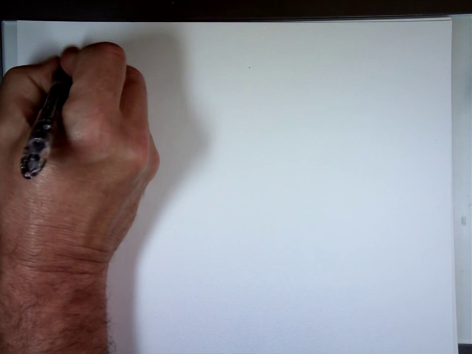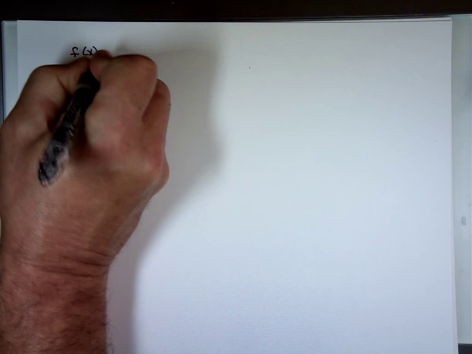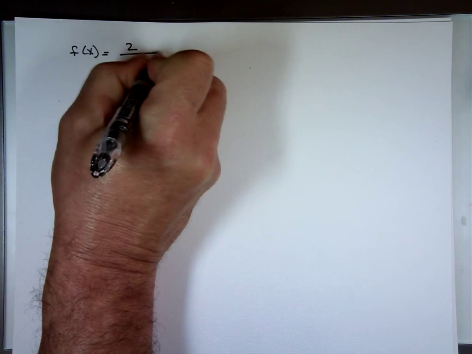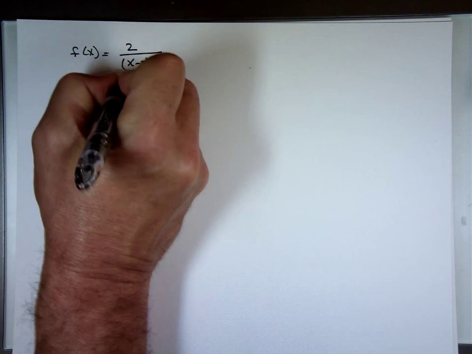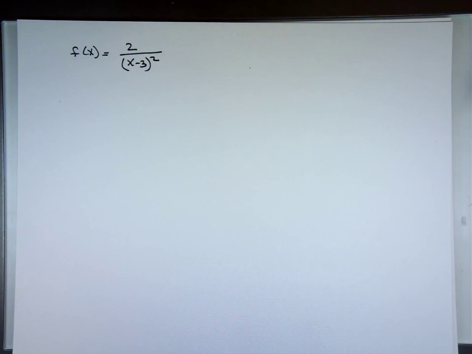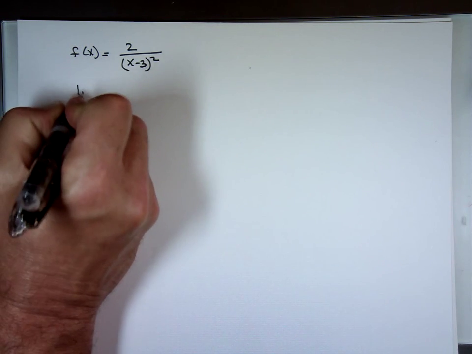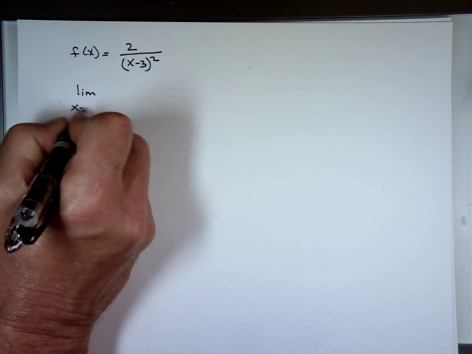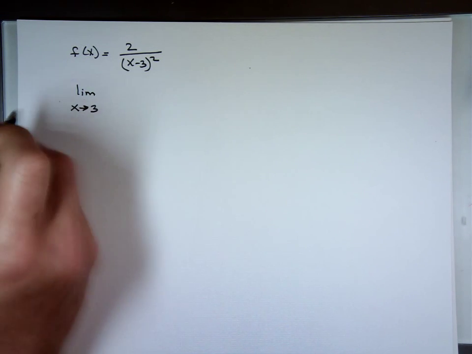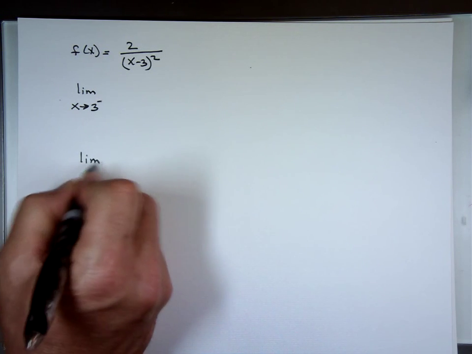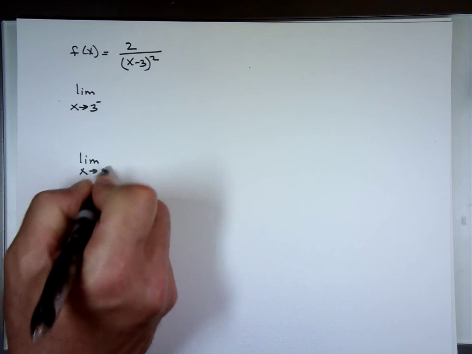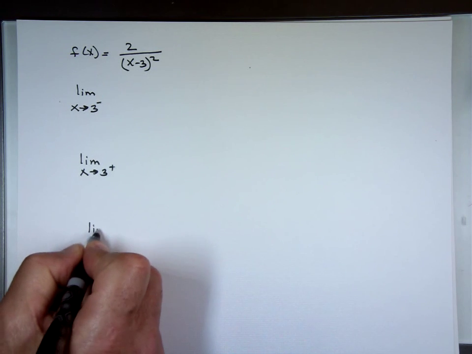f of x equals 2 over x minus 3. Notice this is actually squared in the bottom. And what's the limit as x approaches 3 from the left side? Or 3 from the right side, or even just 3 in this case.